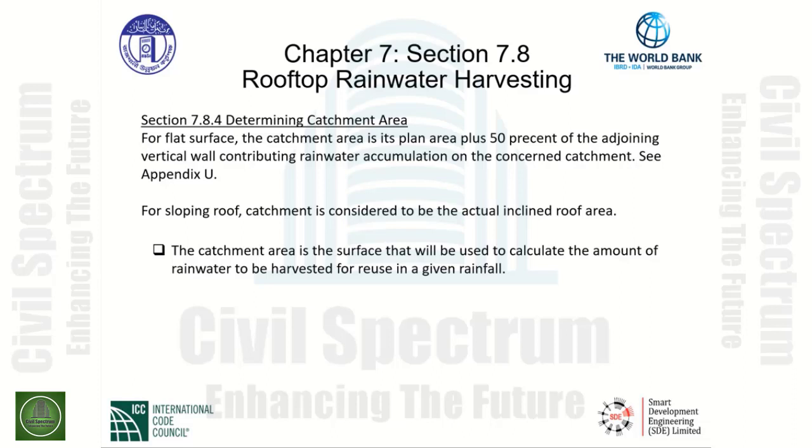For sloping roof, catchment is considered to be the actual inclined roof area. The catchment area is the surface that will be used to calculate the amount of rainwater to be harvested for reuse in a given rainfall.